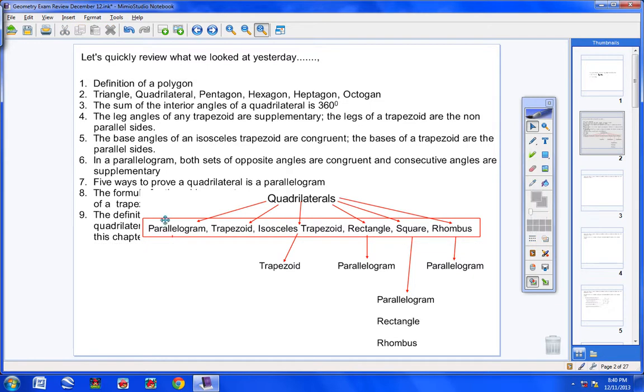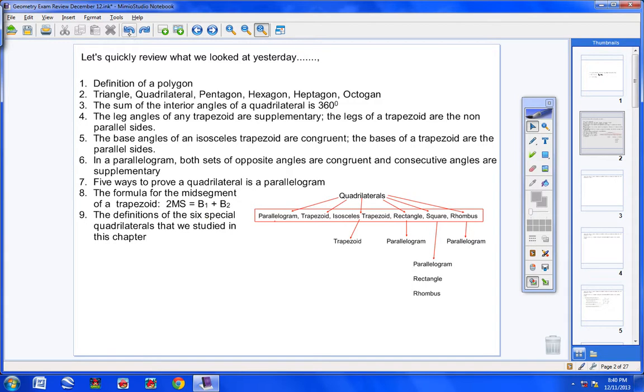Here's the 6 quadrilaterals right here. And then here's some details about them. Be very familiar with those. Okay? All right, moving on.